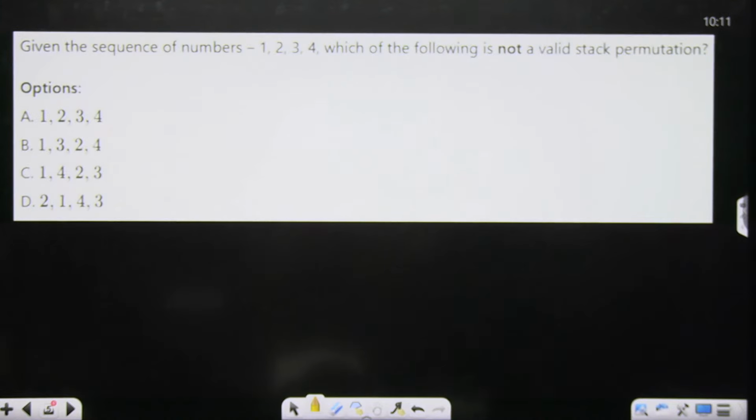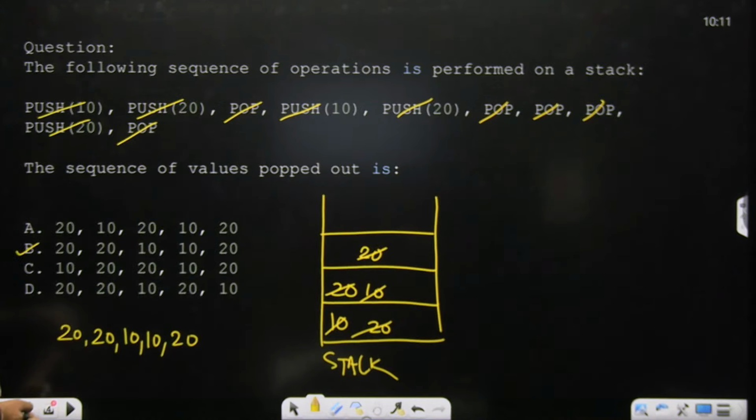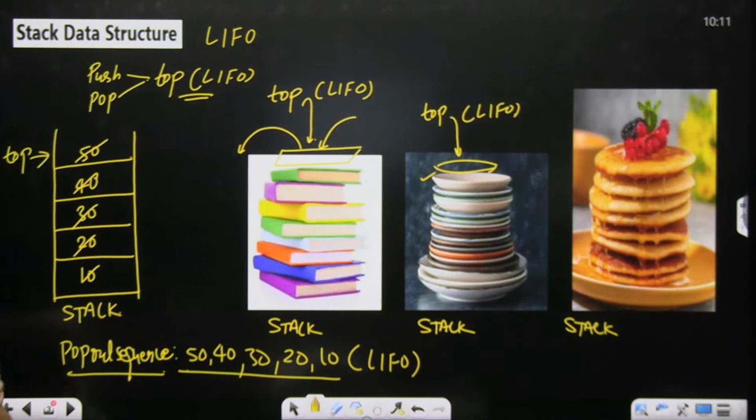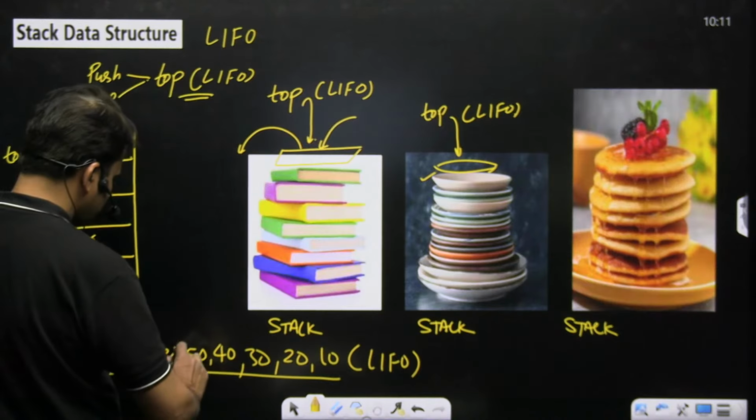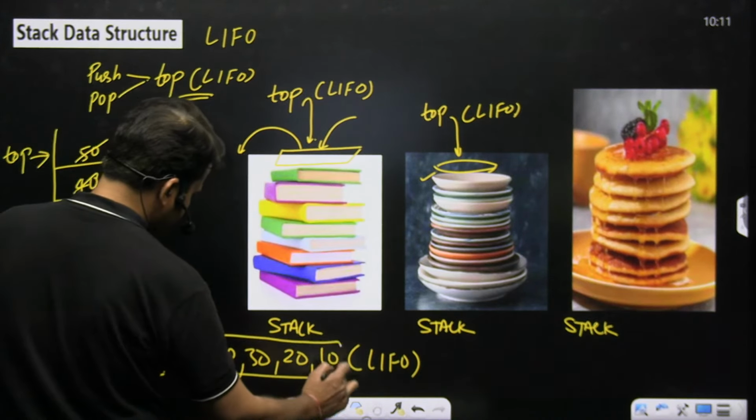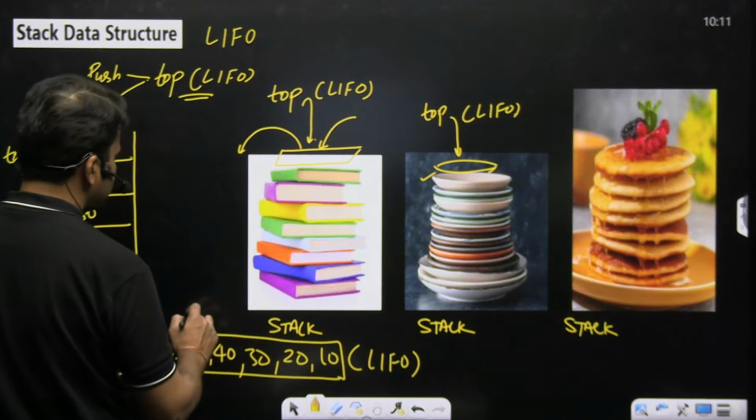Now, given the sequence of numbers 1, 2, 3, 4, which of the following is not a valid stack permutation? Sir, what is this, student? Stack permutation. So this is the pop-out sequence, bache. So many pop-out sequences are possible. Sir, many pop-out sequences possible, right? So this is known as stack permutation.